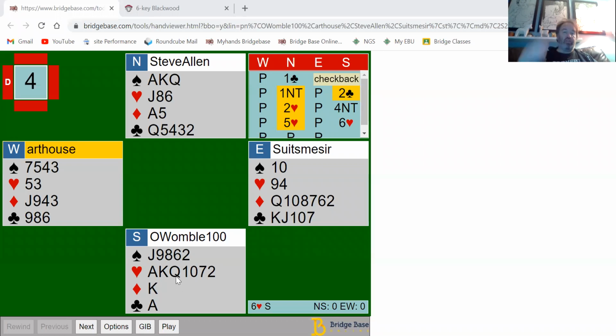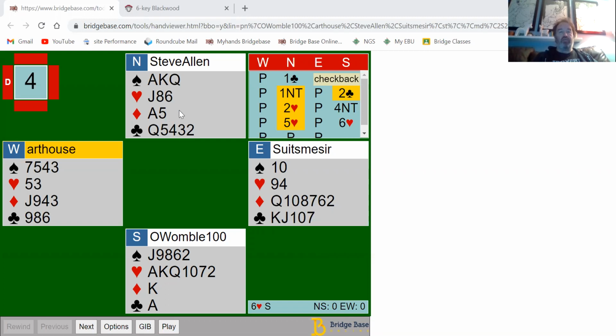And now, using two-way checkback, you can jump to three spades. Jumping to three spades actually shows six hearts and five spades. It shows 6-5 because if you'd bid a spade and then jumped to three hearts, that'd be 5-5. So here, we can show six hearts and five spades by jumping to three spades.